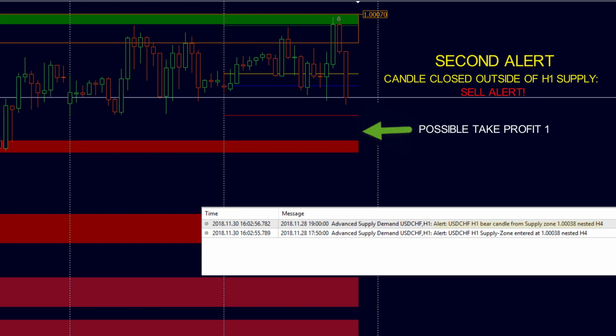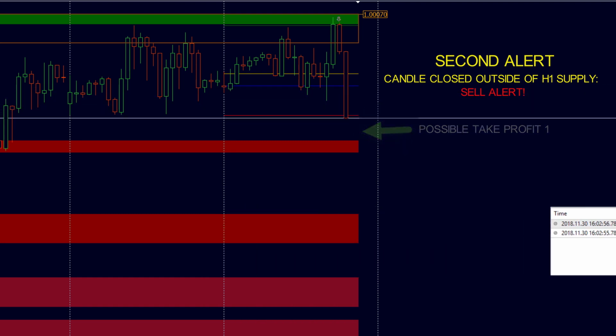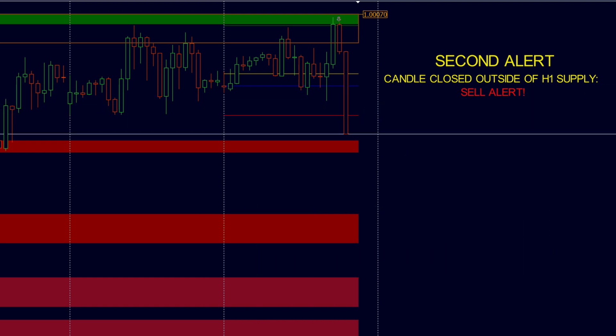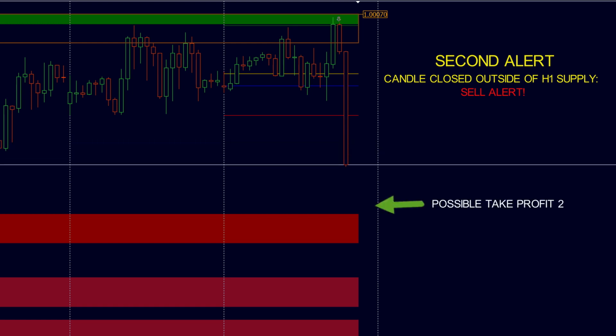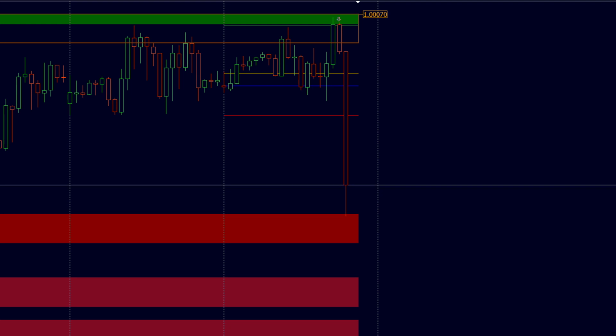The demand zones give us possible take profit targets. We can choose to take a partial profit at the first demand zone and the remainder at the second demand zone. If the first demand zone is fresh, we might choose to close the whole trade anticipating a possible bounce.